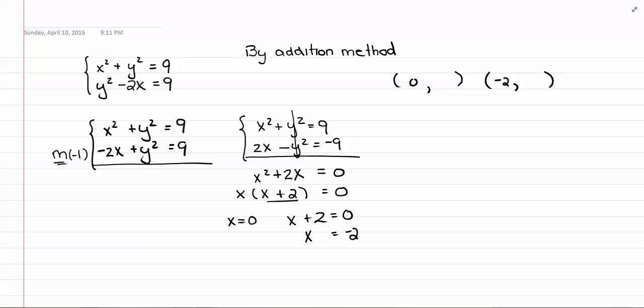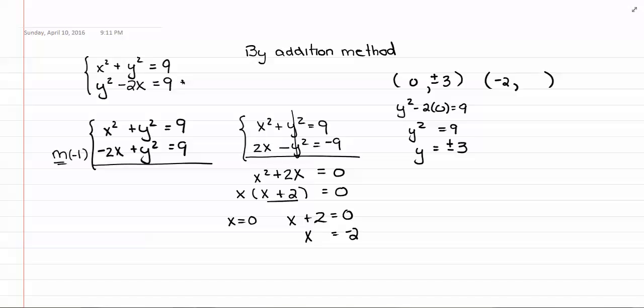If I pick the bottom equation, y squared minus 2 times 0 equals 9. 2 times 0 is 0, so I end up with just y squared equals 9. Take the square root of both sides, and I have two values for y. y equals either plus or minus 3. So really that's two separate points, (0, 3) and (0, -3).